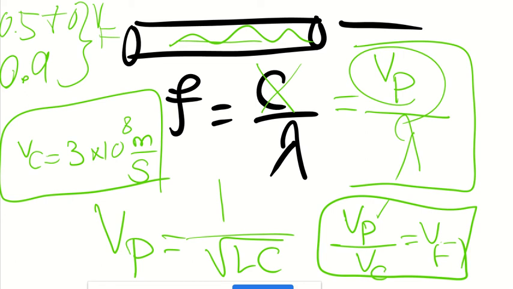Now, by now you have a general idea about transmission lines. You know how to treat them. You know that the length matters, because it has to be bigger than 0.1 times lambda to be considered a transmission line.